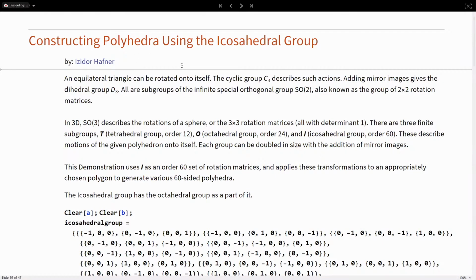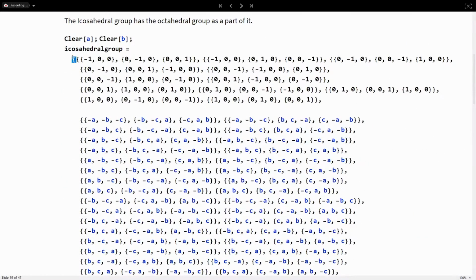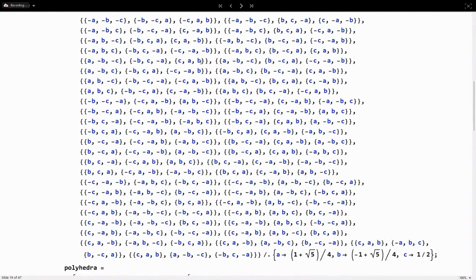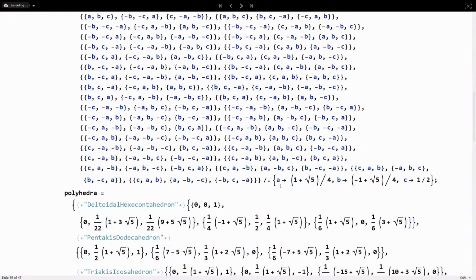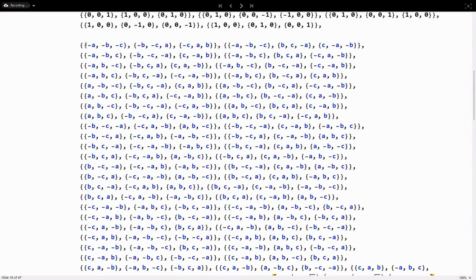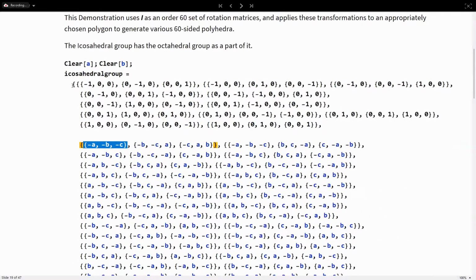And there's other subsets of the rotation matrices which also make groups, such as the icosahedral group. And here is the icosahedral group. A is half the golden ratio, B is half of 1 over the golden ratio, and C is 1/2. You've got all these different variations of A, B, and C. So this makes 120 matrices.